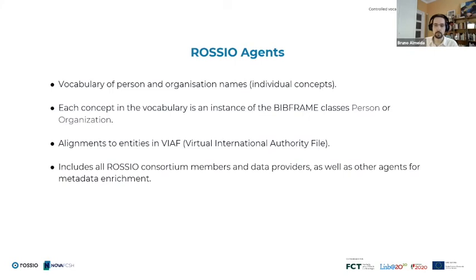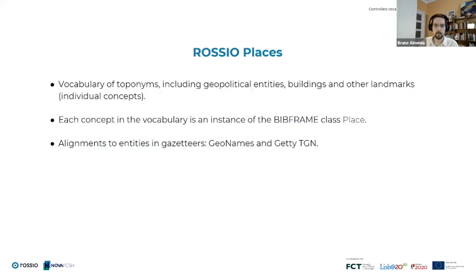Now, ROSSIO agents includes person and organization names, which are modeled through the corresponding BibFrame classes, person or organization. The vocabulary is aligned with VIAF, as I mentioned before, and includes at this time all ROSSIO consortium members and data providers, along with other agents for exemplifying metadata enrichment in the platform. ROSSIO places, in turn, includes names of geopolitical entities, buildings, and other landmarks, also individual concepts. It is presently aligned with GeoNames and the Getty Thesaurus of Geographic Names.